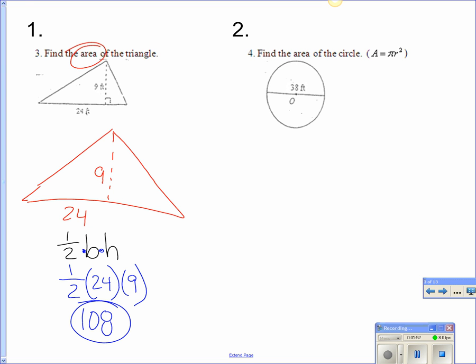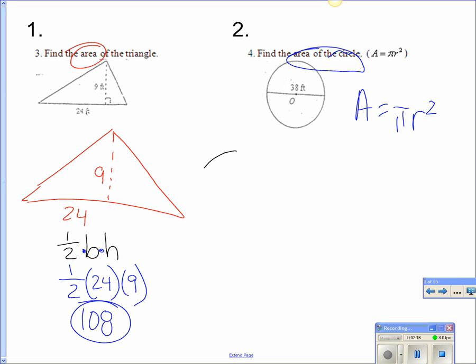All right, number 2 says find the area of a circle. This one, they've given you the formula. A equals pi r squared. So you might know what the R stands for. Radius. All right, I do want you to write this down, what I'm about to write in black.